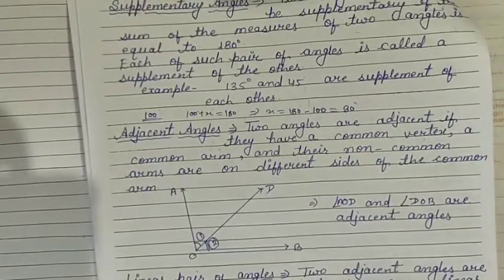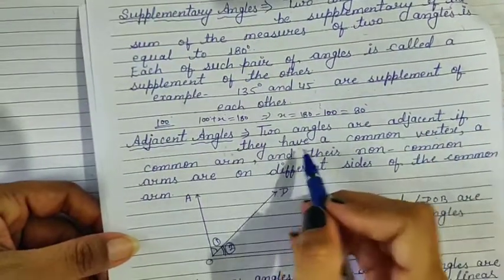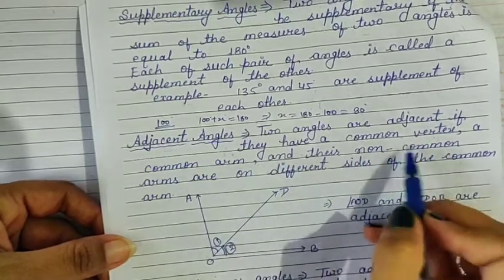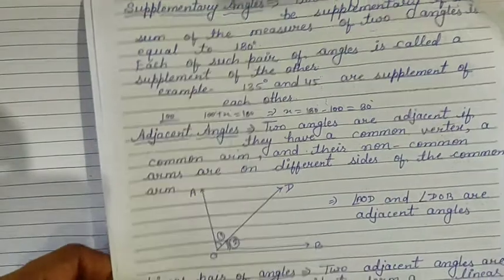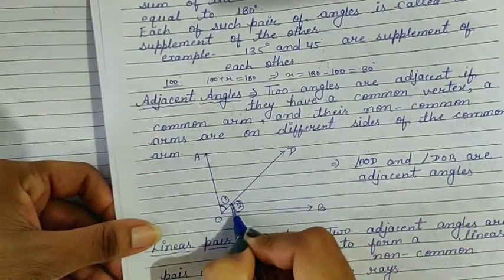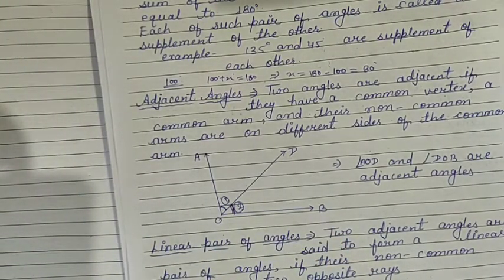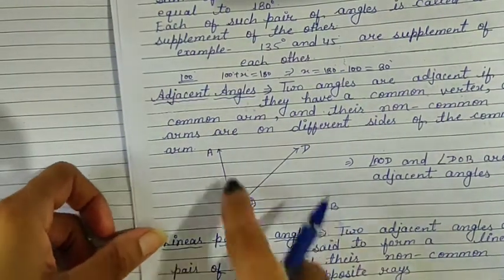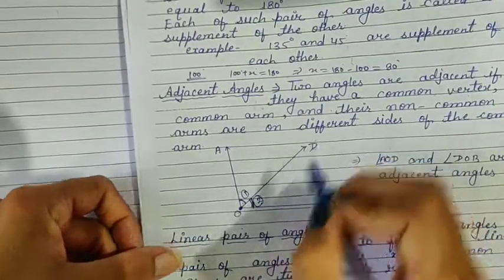Now adjacent angles. Two angles are adjacent if they have a common vertex and a common arm, and their non-common arms are on different sides of the common arm. Students, this is a diagram of adjacent angles, and here angle 1 and angle 2 are adjacent to each other because they have a common vertex O. This is a common vertex of these two angles, and arm OD is a common arm.